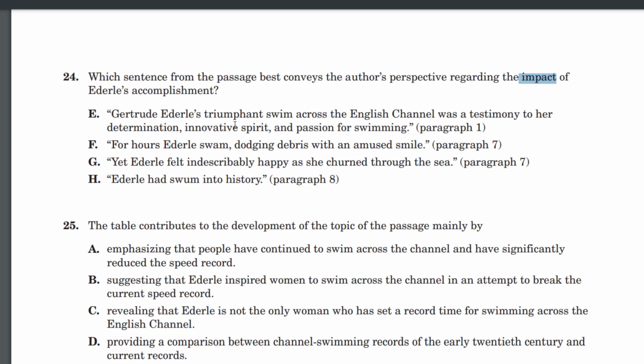H. Ederle had swum into history. There it is. H is the correct answer. It's the only answer choice that provides an impact of Ederle's accomplishment. The impact on the world is she had swum into history. Let's look at another example.